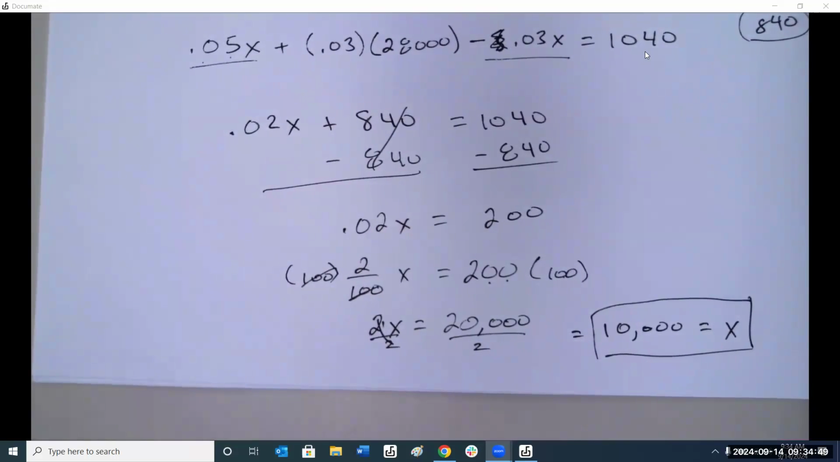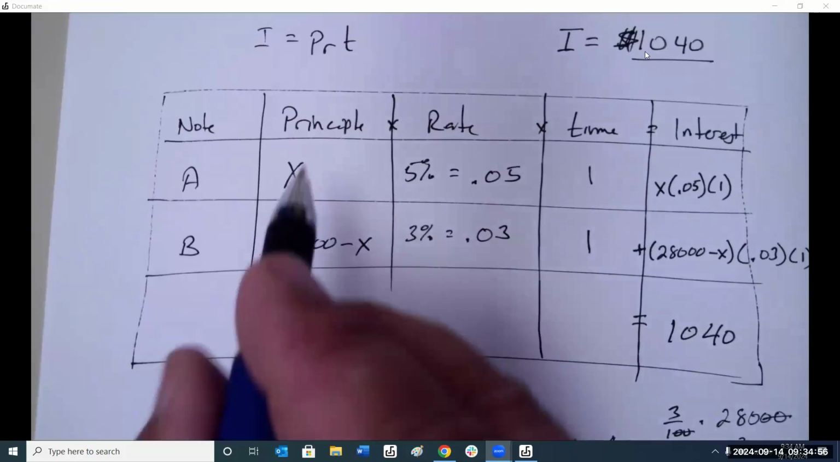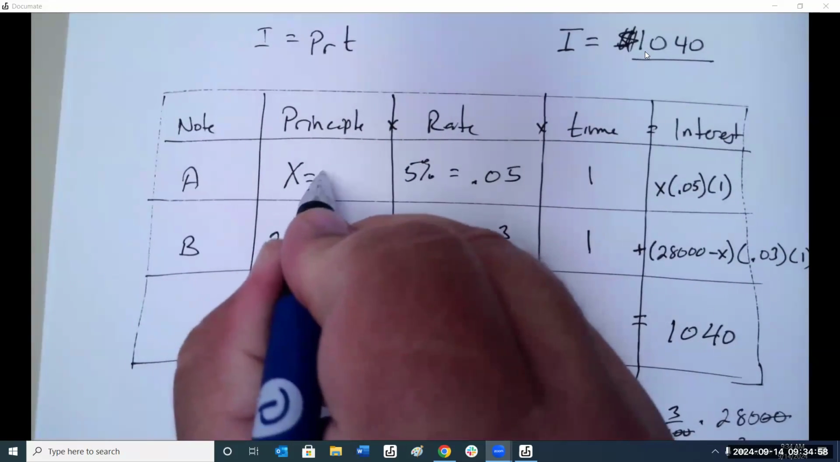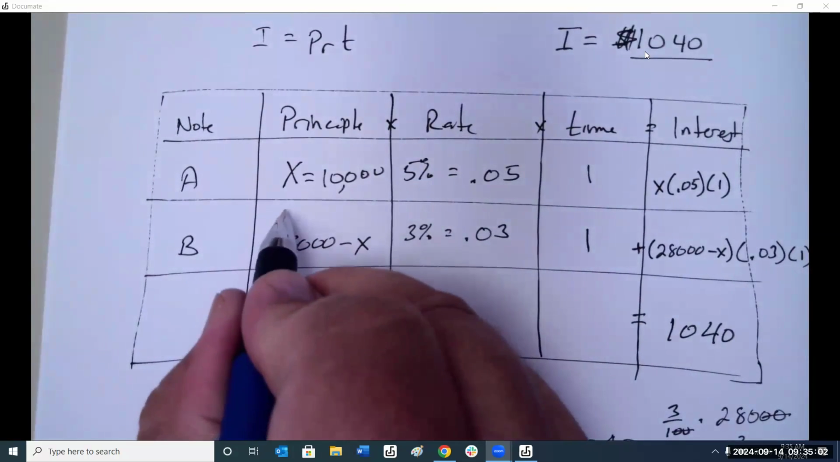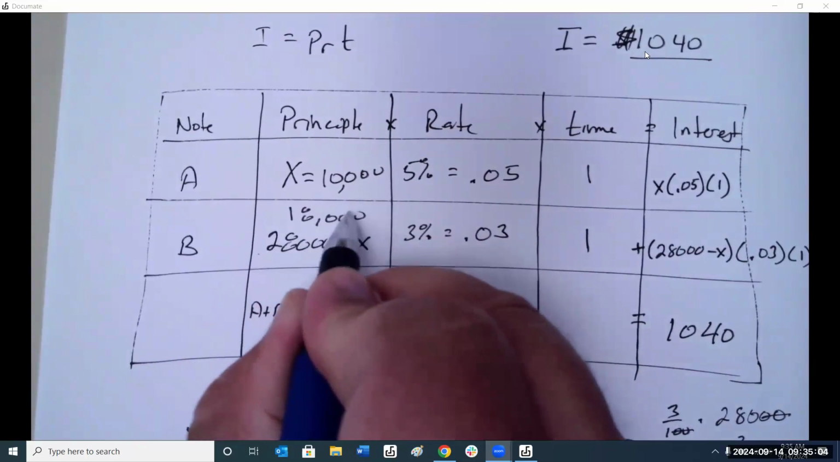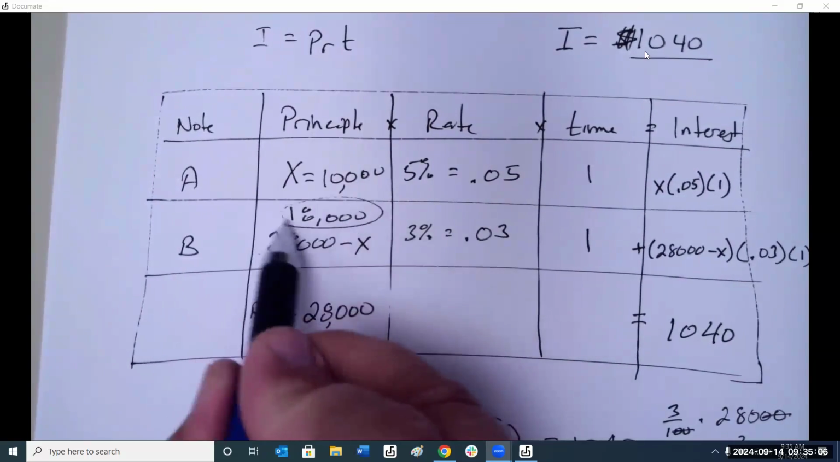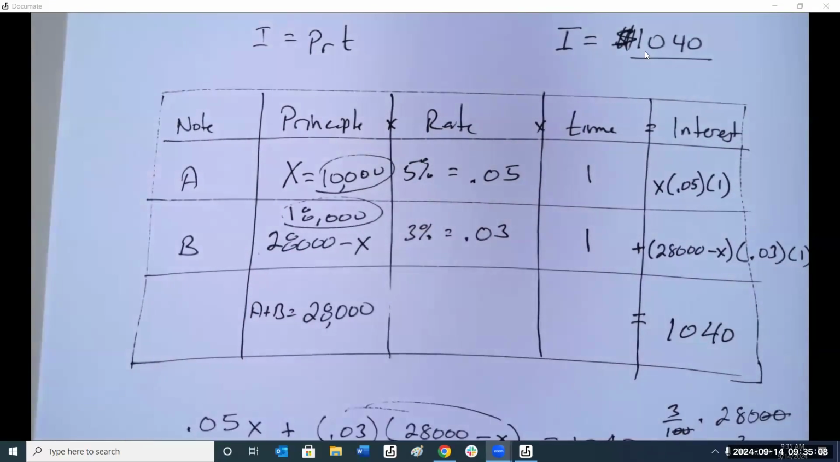Now what does that mean? What does x represent? X represents the amount. So this is $10,000. And this one's going to be 18,000. So the 3% was at 18,000. The 5% was at 10,000. Very good.